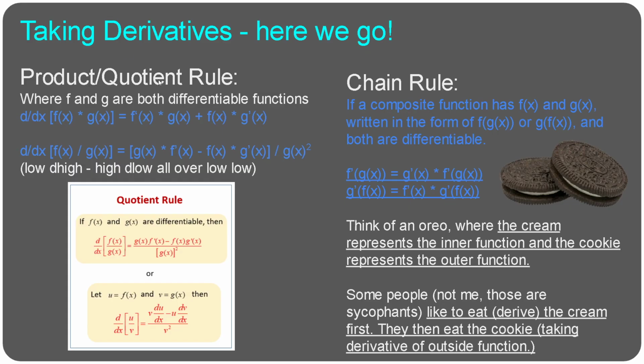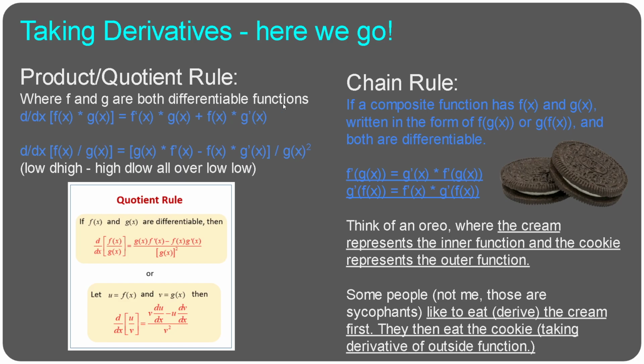Alrighty, product and quotient rule. So now we're finally out of all of the derivative identities. Now we're going to talk about some rules. So here's the product and quotient rule. So where f and g are both differentiable functions, the product rule states that the derivative of two products is f prime of x times g of x plus f of x times g prime of x.